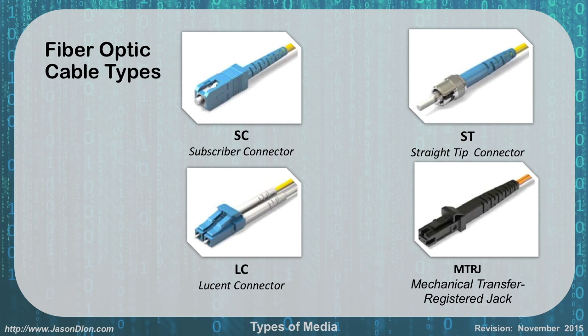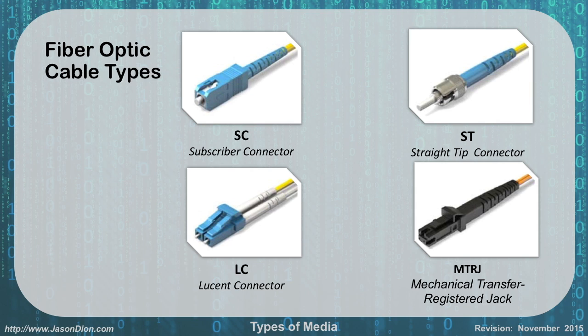So connector types. With fiber, there are 4 different connector types we have. We have SC, which is our subscriber connector. We have ST, which is our straight tip connector. We have our Lucent connector, which is LC, and our MTRJ, which is mechanical transfer registered jack.